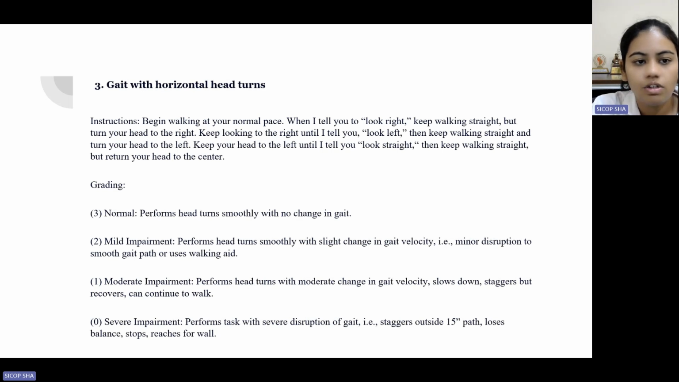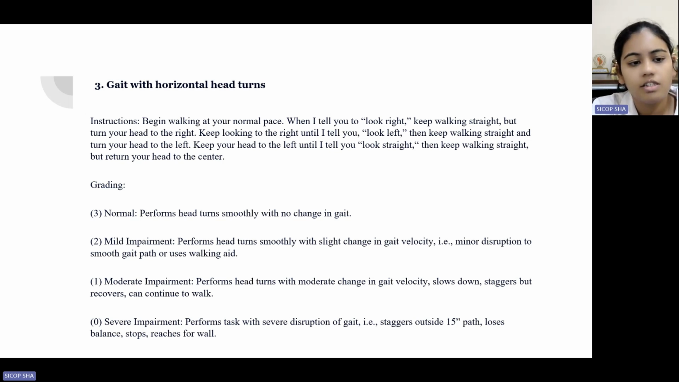Next is gait with horizontal head turns. In this component, we have to instruct the individual: begin walking at your normal pace. When I tell you to look right, keep walking straight, but turn your head to the right. Keep looking to the right until I tell you look left. Then keep walking straight and turn your head to the left. Keep your head to the left until I tell you look straight. Then keep walking straight but return your head to the center.